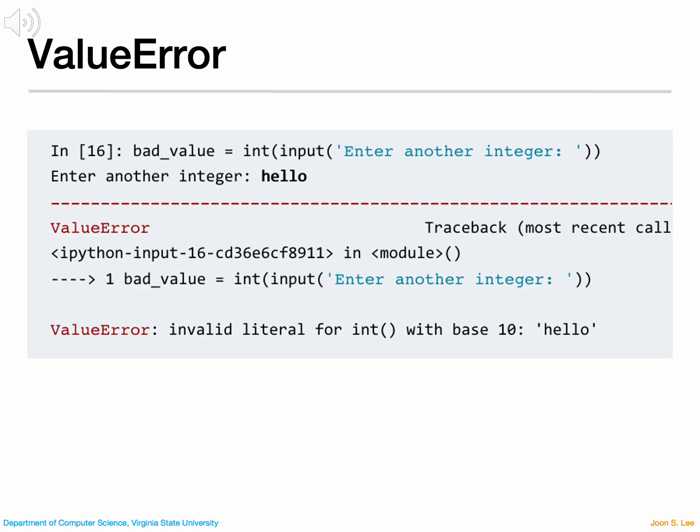This is Python's way of telling us, I expected digits that I could convert to a number, but I got text instead. This example shows why we need to be careful when converting input. If the user types something that isn't numeric, the program will crash with a value error.